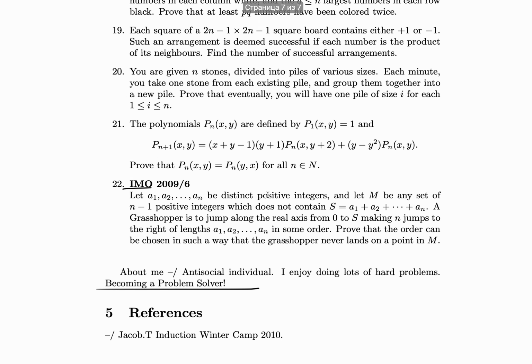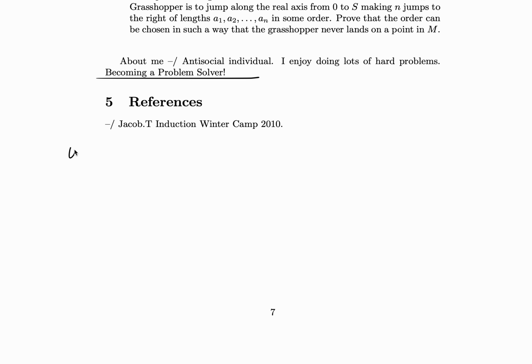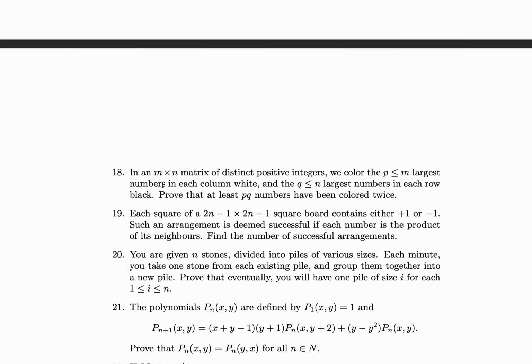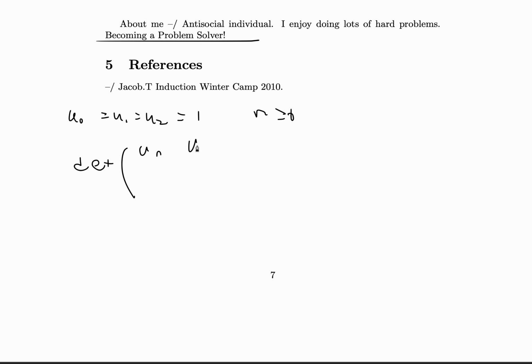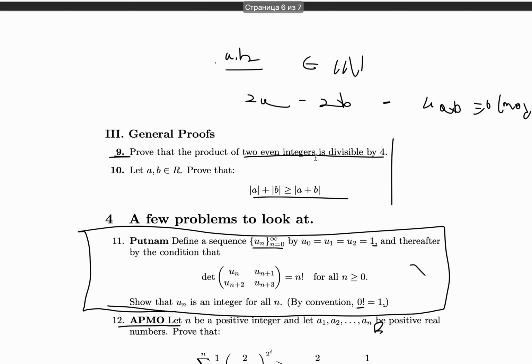So let's say u0 is equal to u1 is equal to u2 is equal to 1 by definition, and for n greater than or equal to 0, we know the determinant of the matrix with entries u_n, u_{n+1}, u_{n+2}, u_{n+3} is equal to n factorial. Okay, this is the general problem.